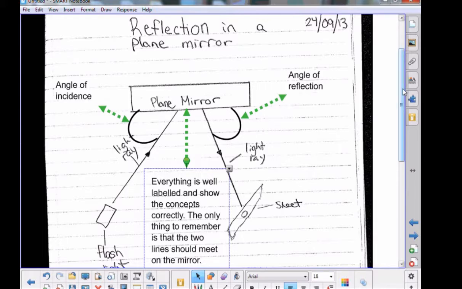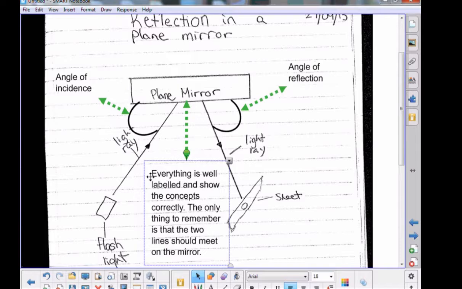This is a well-done diagram in which everything's labeled clearly and the lines are drawn straight. However, the only thing that I would suggest changing is the point of contact where the light ray exits the mirror, which is touching where it contacts the mirror. So this should be a V more so than hitting, moving across, and then leaving. So it should look more like that. But they've correctly drawn the light ray bouncing off onto the sheet just like we did in the experiment.